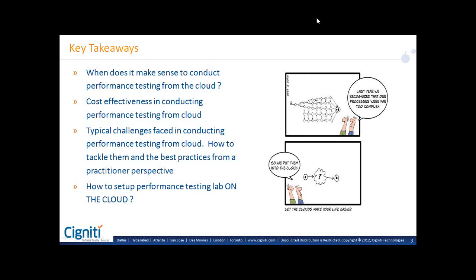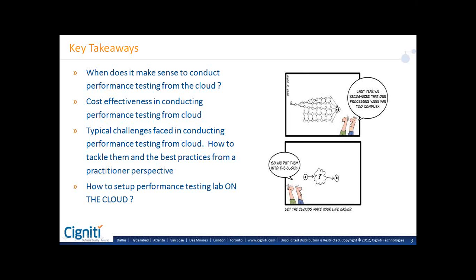We'll also discuss how to find out when it is cost effective to generate a load from the cloud. Because most of the time, if you see the advertisements, most of the vendors out there say that if you do performance testing from the cloud, it's very cost effective. But is this a reality? We need to find it out over here.